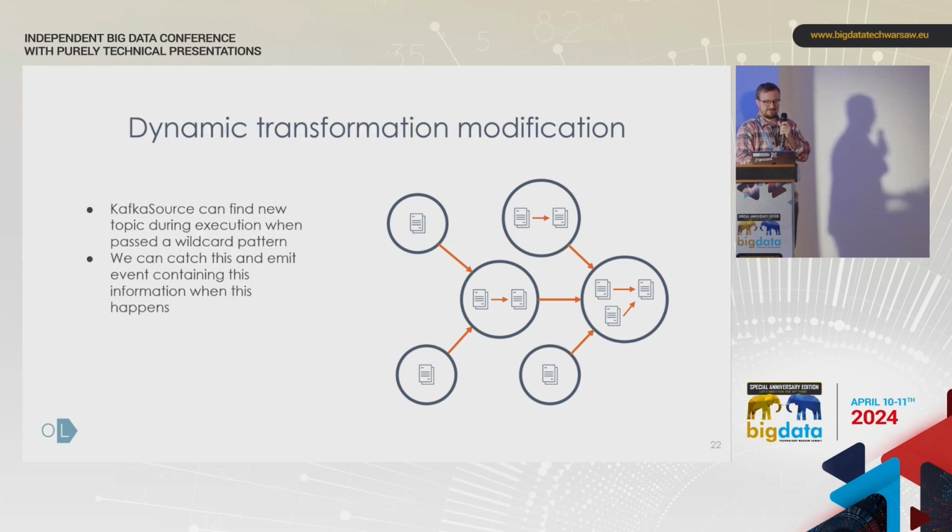And other stuff that is different during streaming jobs is dynamic transformation modification. So if you have something like a Kafka source, it can find a new topic during execution when using a wildcard pattern, and we can catch it and emit, hey, we're reading from the new topic or partition. So this is also something where the OpenLineage model excels and allows us to send new information continuously during job execution.